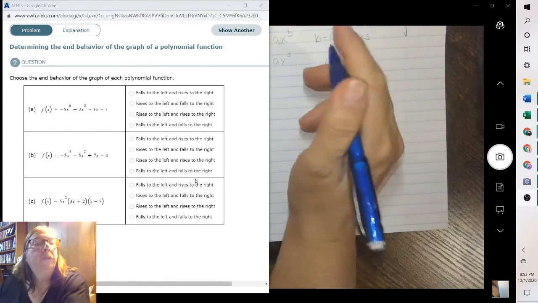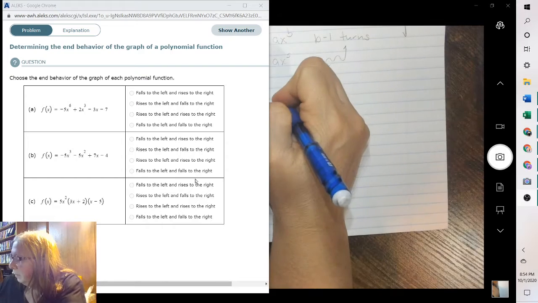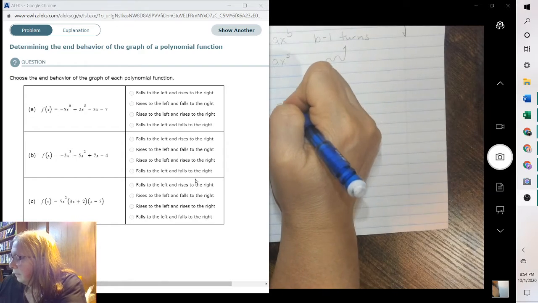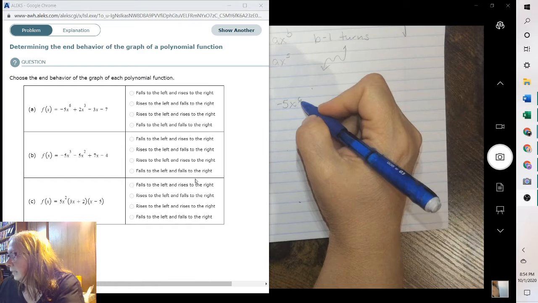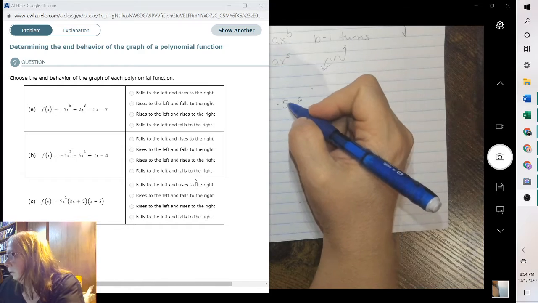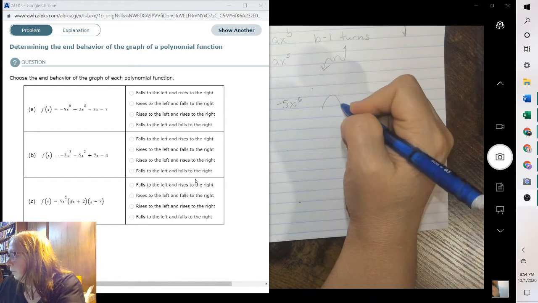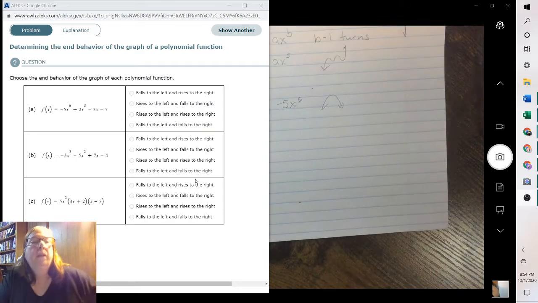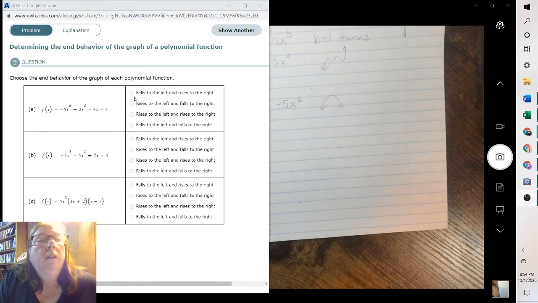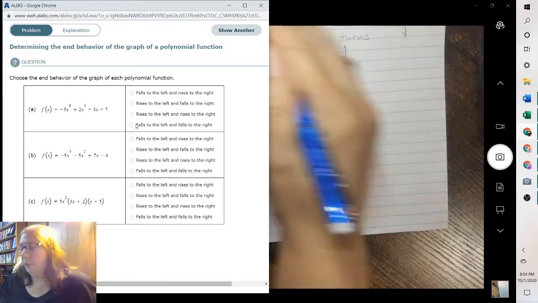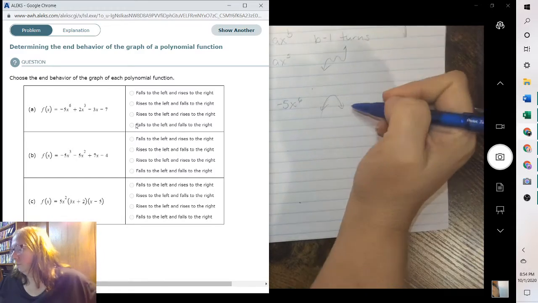If we look at the first graph, the main thing you're looking at is negative 5x to the 6th. It's even, so it's a parabola. It's negative, so this parabola is going down. So falls to the left and rises to the right. Well, that's definitely not right. It doesn't rise at all. It falls to the left and falls to the right. So you would mark this one. Both ends are going down.